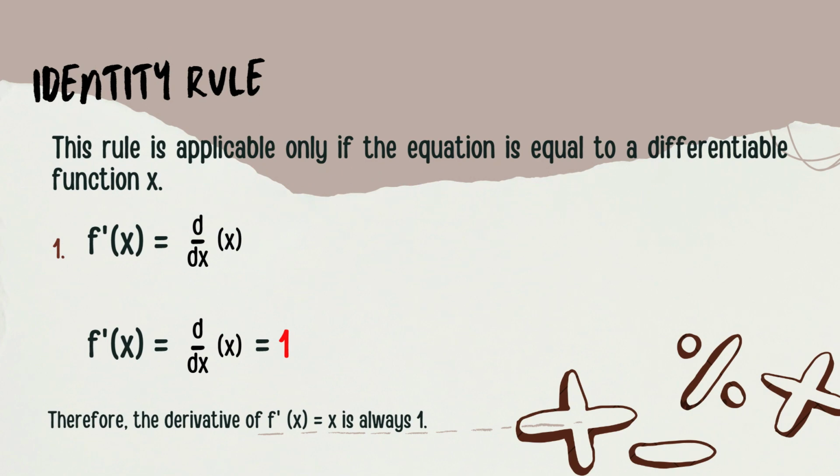Identity rule. With this rule, the derivative of x will always be 1. For example, f of x is equal to x, the derivative of x is 1.